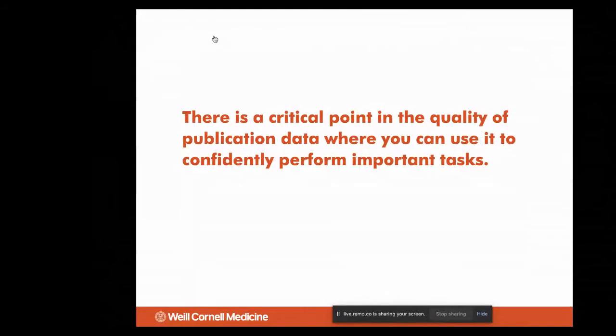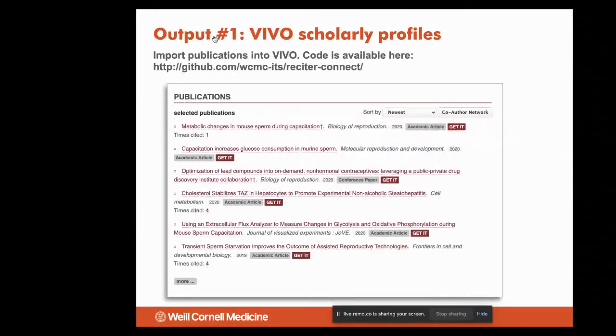All right, so we've discovered that there's a critical point in the quality of publication data where you can use it to confidently perform important tasks. One of them is that we've integrated our ReCiter with our public-facing profile system. So feedback from ReCiter gets updated in Vivo on a daily basis.